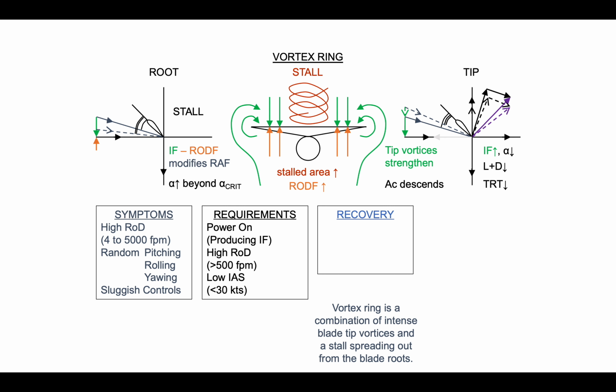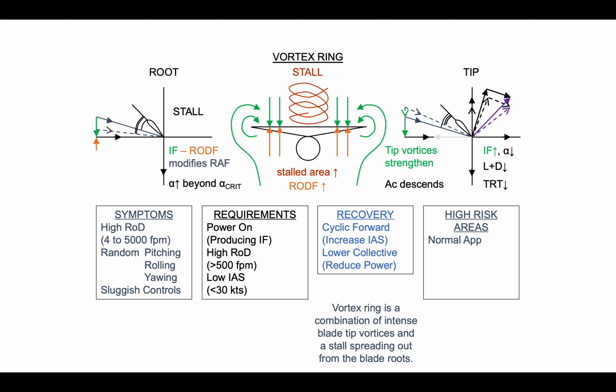To recover from this, pushing the cyclic forward is going to increase our indicated airspeed, getting our speed on. We also want to lower the collective, lower the lever, which is going to reduce our power and therefore reduce our induced flow at our tip vortices.